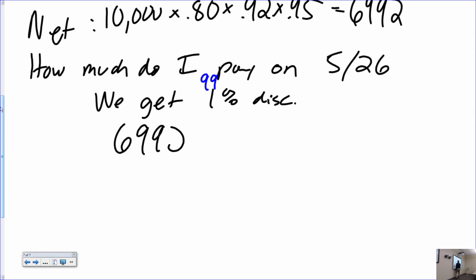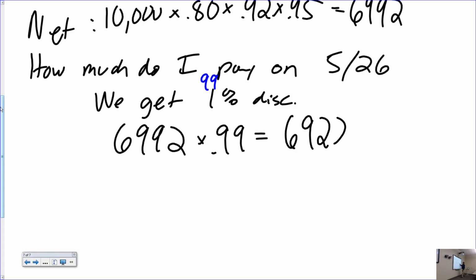It's not wrong to take 1% and subtract. It's okay. It's just slower. That's being slow. It's okay, it's not wrong. I'm just trying to give you as much help as I can to go faster. So what does our final statement work out to be when we send them their money? $6,922.08. Not bad.